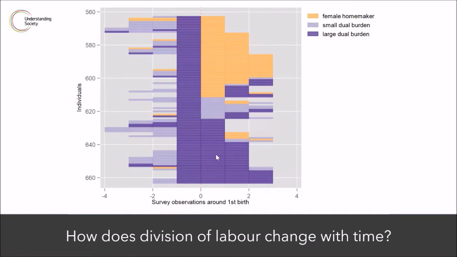And finally, those who have a large dual burden in the interval before first birth, they seem to split more into 2. There's a group that drops out and becomes female homemakers, and a group that carries on as before. So just descriptively looking at this, there seem to be roughly 6 common groups here among women. And I was interested to see whether I could find these same groupings using a cluster analysis. This is still preliminary work, and I would be extremely grateful to hear any and all ideas you have.